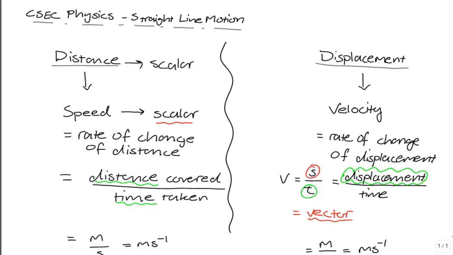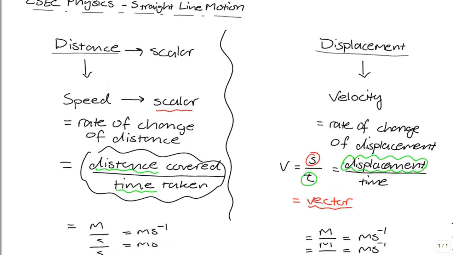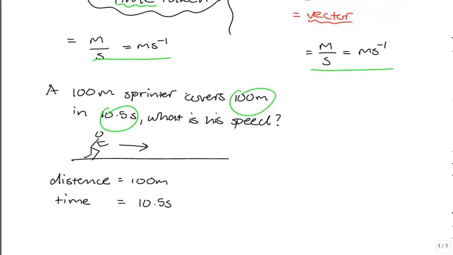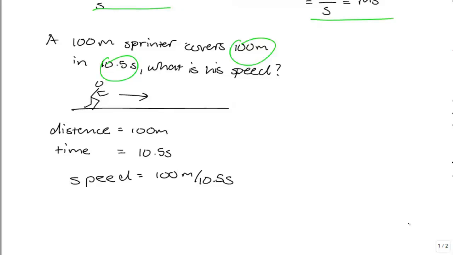So the sprinter's speed is equal to 100 meters divided by 10.5 seconds, which gives you a speed of 9.52 meters per second. Simple.